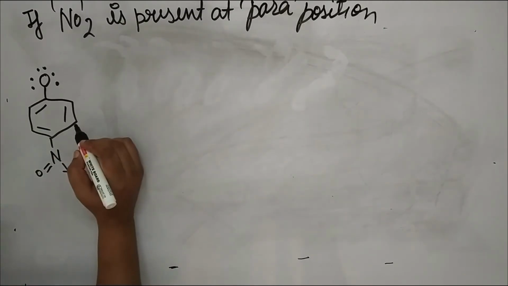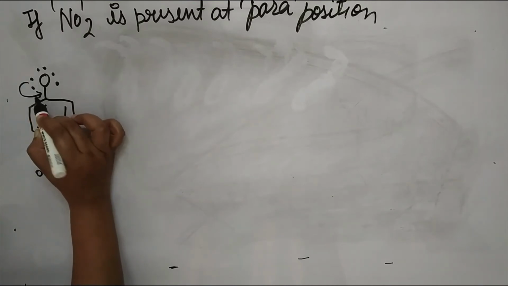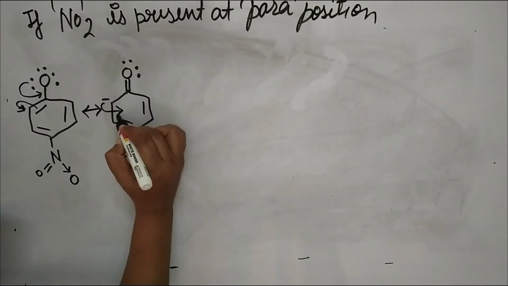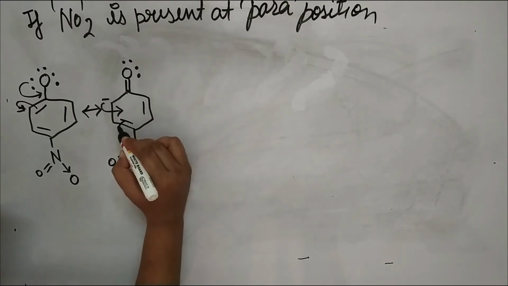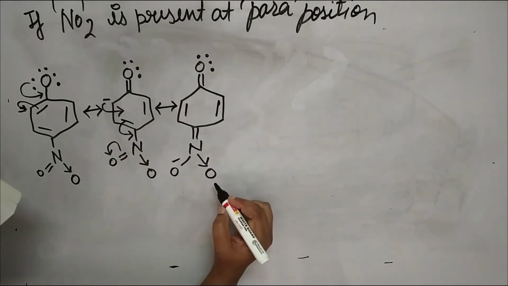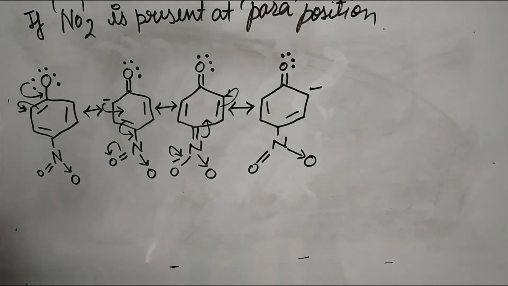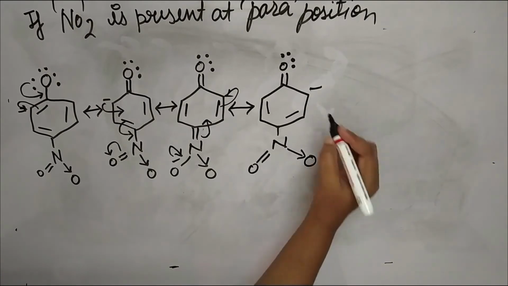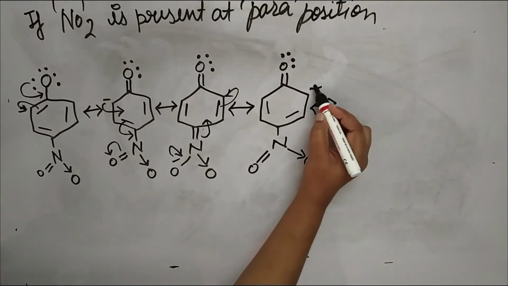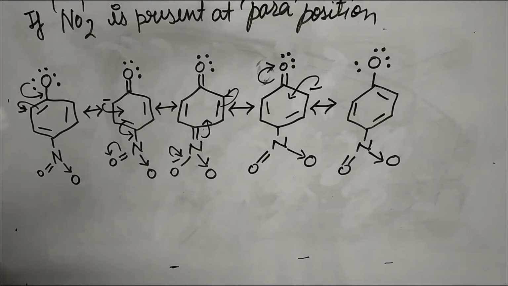So this is the first structure. When the resonance will occur, the delocalization of electron will take place. So this is the second structure. Again the shuffling of electron will occur. So this is the third structure. Now again the movement of electron will occur. So this is the fourth structure. Now let's go to the fifth structure. So this is the fifth structure, where you can see again the delocalization of electron takes place very easily.